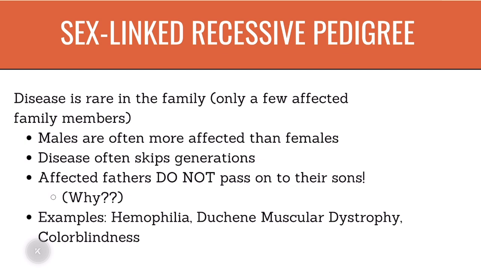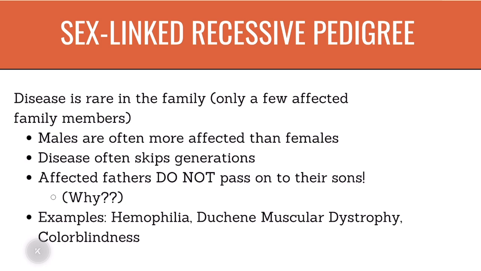So this means since it's recessive, the disease is going to be rare in the family, just like autosomal recessive was. But because it's sex-linked, males are going to be more affected than females. If you remember back to sex-linked traits, because males only have one X chromosome, they have a 50-50 shot of having the dominant allele and being okay, or having the recessive allele and having the trait or the disease.